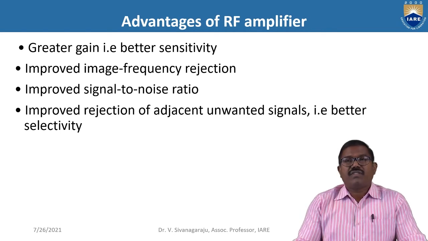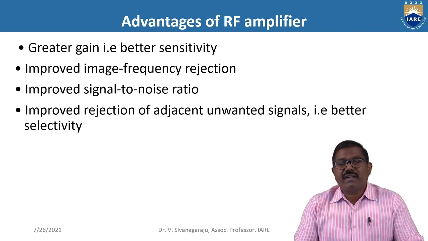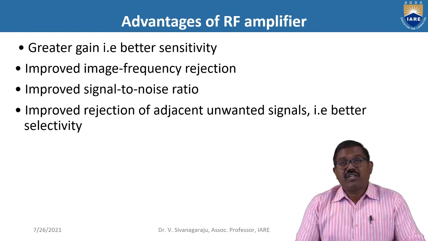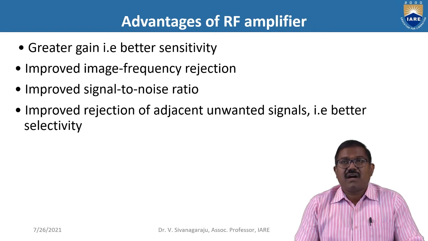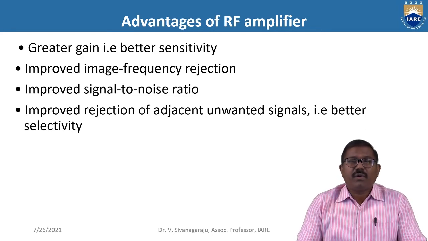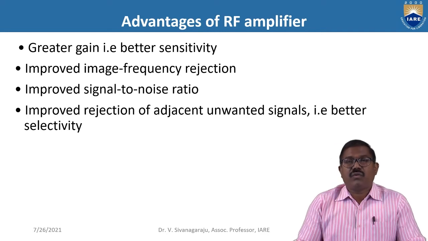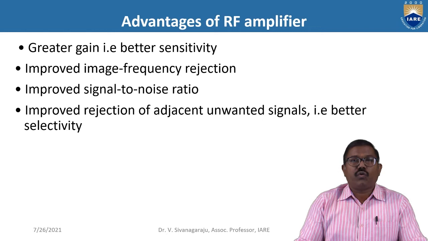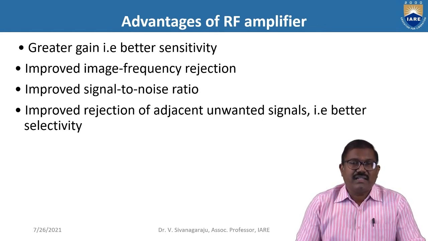Why? Because our signal is mixing with a number of signals. We are going to identify and select the desired signal, so it is very, very important. At the same time, we are going to reject the adjacent unwanted signals, the nearby signals, nearby frequencies, which try to enter into a receiver. So we are going to reject that unwanted signal.